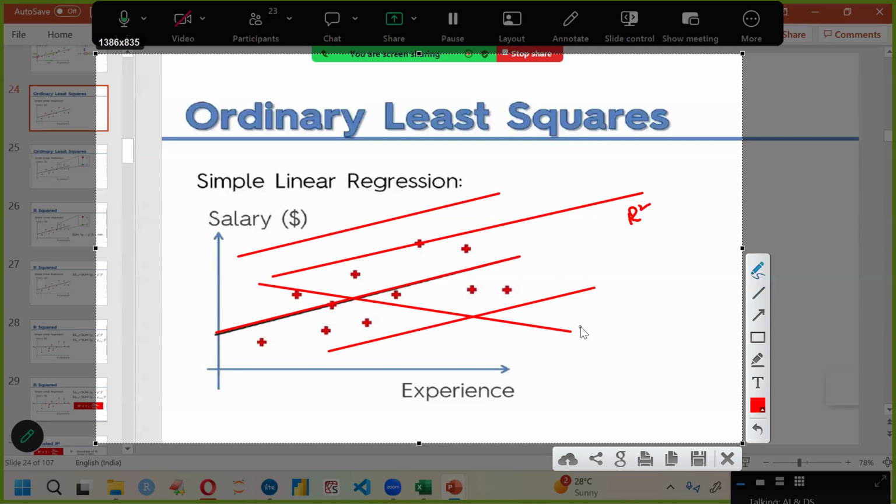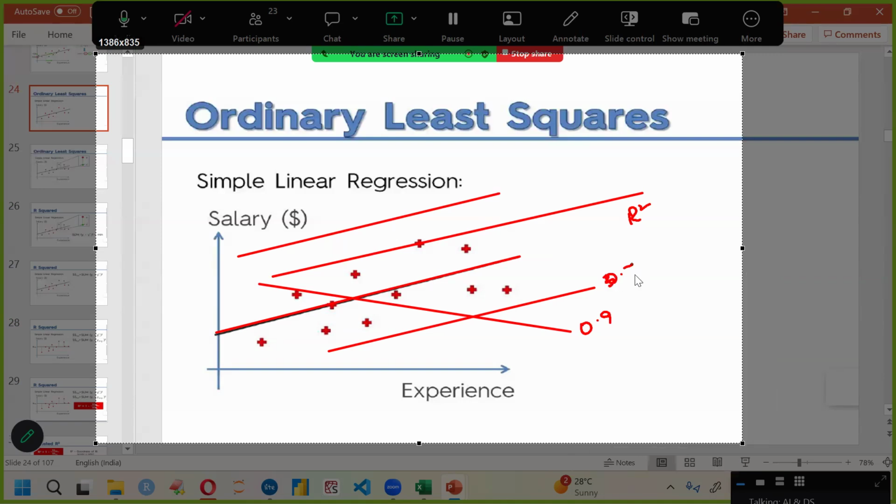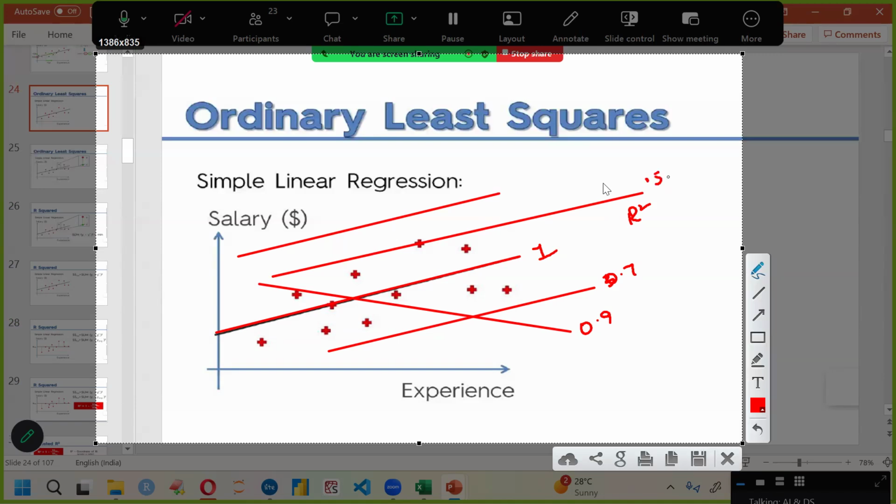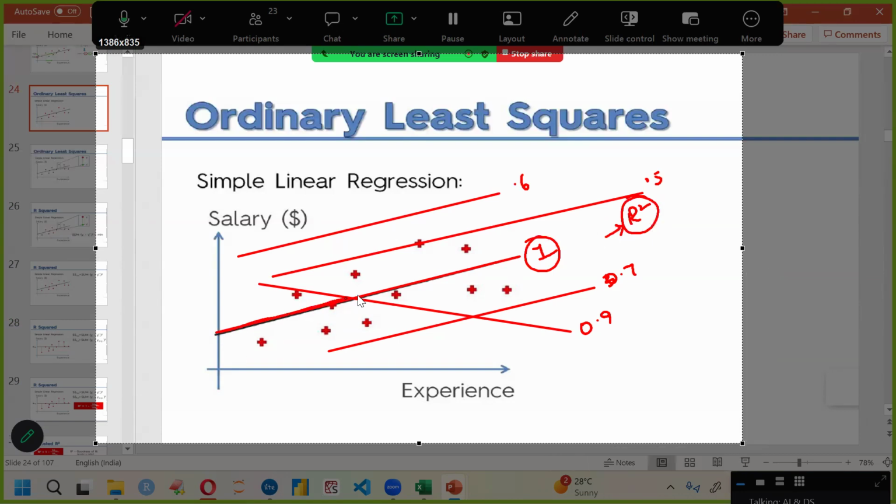For example, this line has an R square value of 0.9. This has 0.7. This has 1. This has 0.5, and this has 0.6. So this line has the highest R square value. The line which has the highest R square value is the line which will be nearest to all the points. Do we need to do these calculations manually? No, we are not going to do these calculations manually.